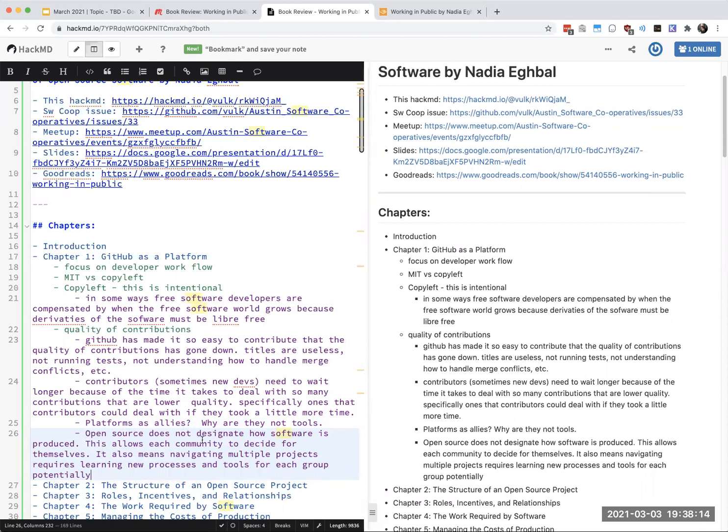Open source doesn't designate how software is produced. So each community can decide for themselves, and that's in some ways positive. That autonomy. It says produced, but it can also mean maintenance and all these other items that we'll get to. But the other part is when you're navigating, whether you're coming in as a contributor or user, that can make it more difficult. So how do you deal with that?